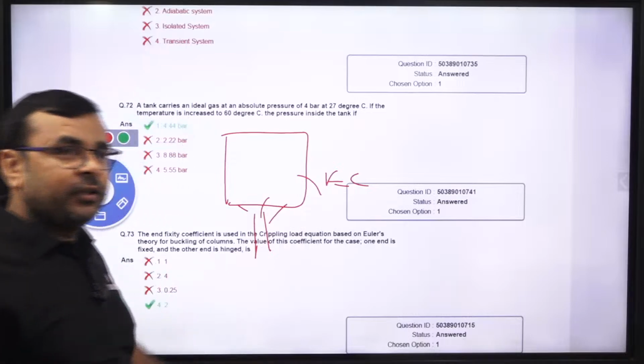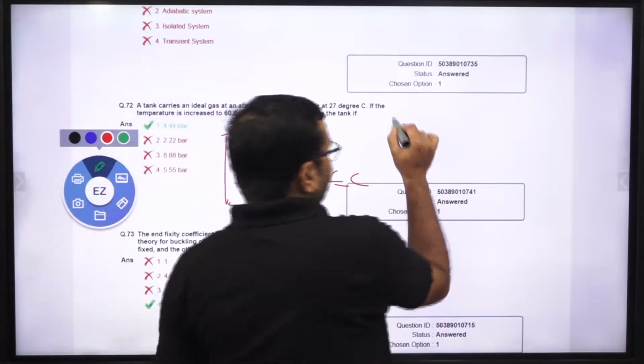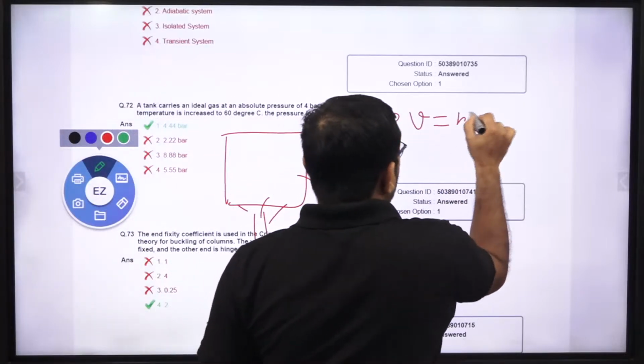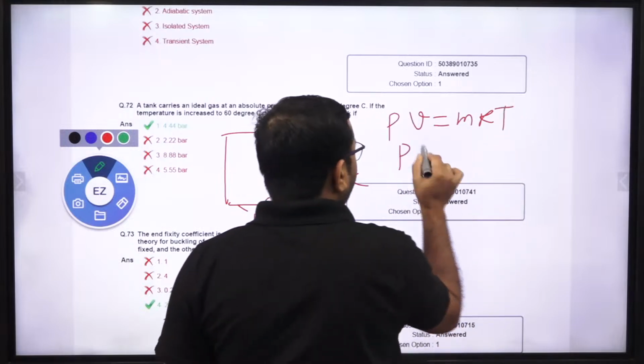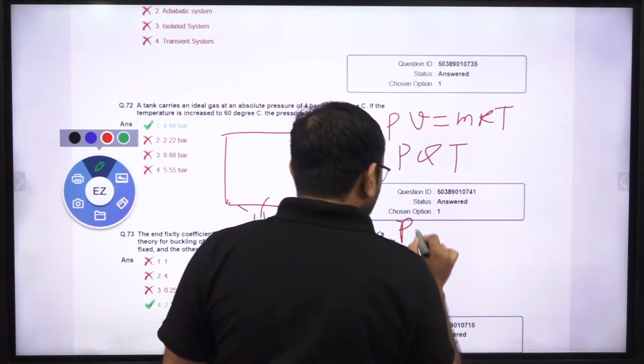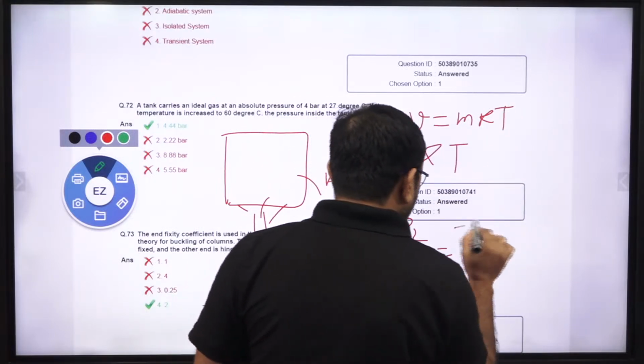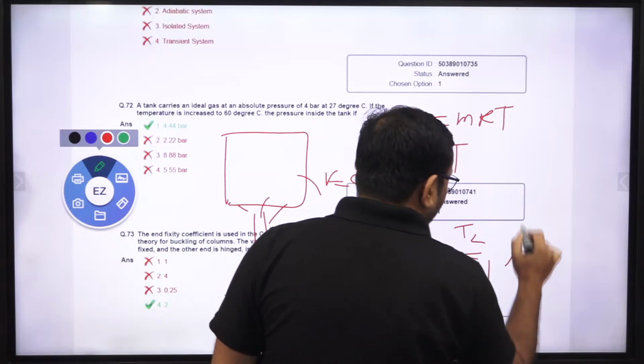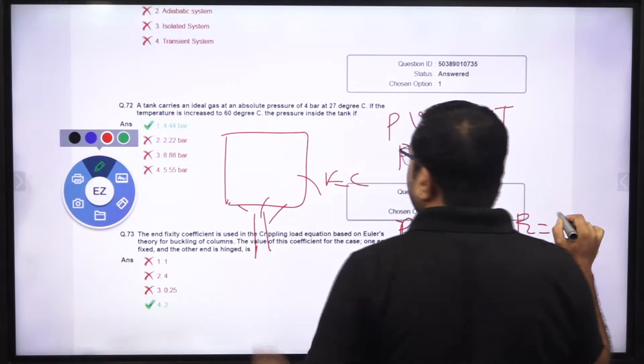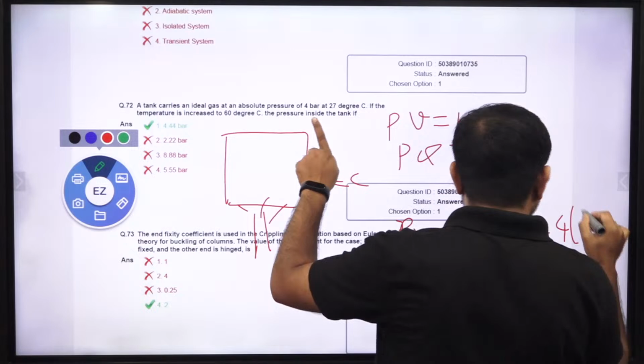Yes or no? So this is a constant volume process, and in a constant volume process we know that PV is equal to mRT. This is the ideal gas equation. Pressure is directly proportional to temperature. So can I write P2 by P1 is equal to T2 by T1? Yes or no? So from this P2 can be written as P1, that is 4 bar into T2 by T1.